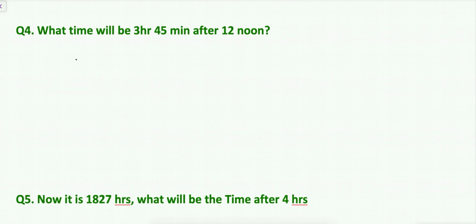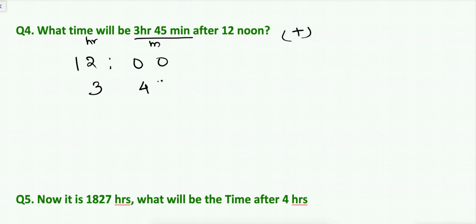So what's the present time? It is 12 noon. It is 12 o'clock. And after 3 hours, for "after" we need to add the time duration. So it is 3, this is hours and this is minutes. So it is 3 hours. Hours we will write in the hours section and minutes we will write in the minutes section.